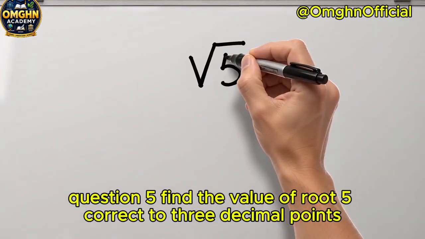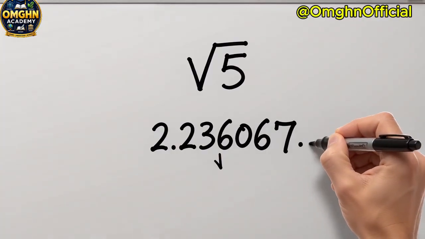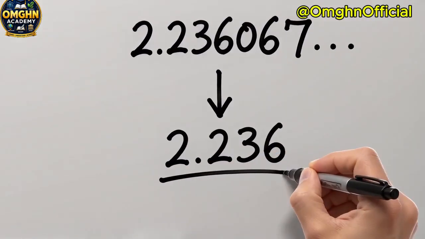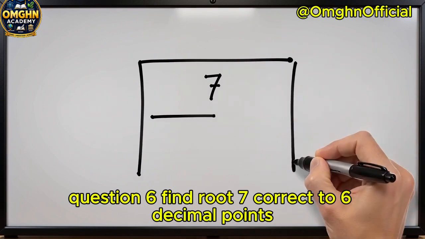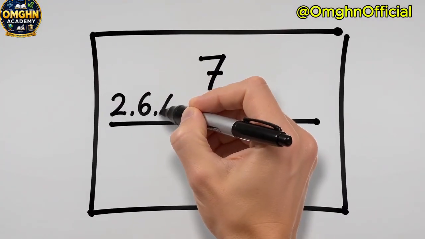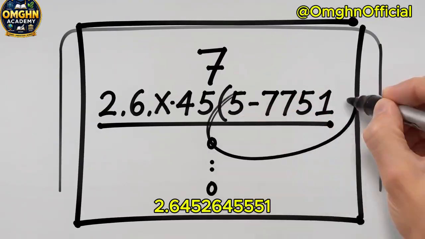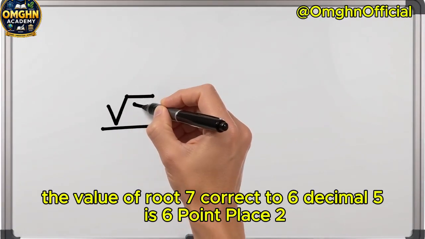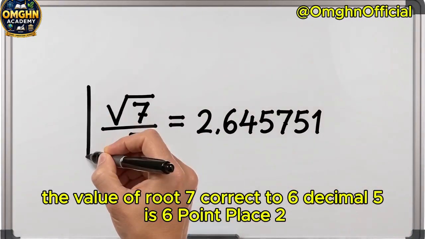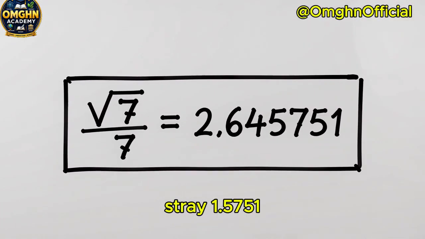Question 5. Find the value of root 5 correct to 3 decimal points. Question 6. Find root 7 correct to 6 decimal points. 2.6452645551. The value of root 7 correct to 6 decimal places is 2.645751.